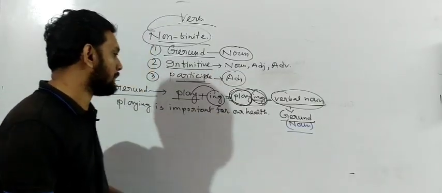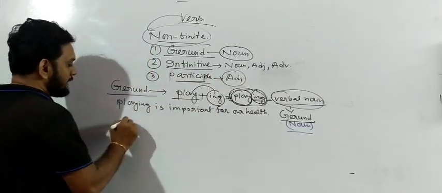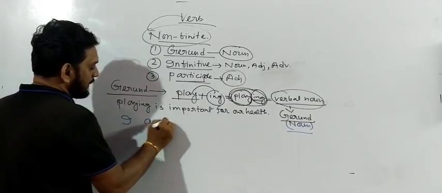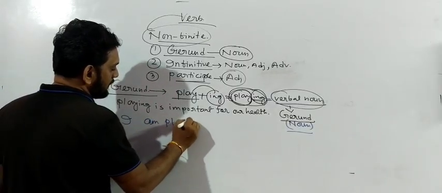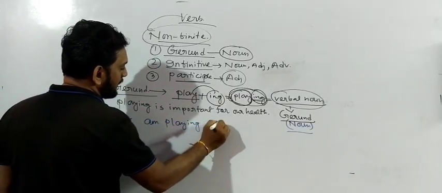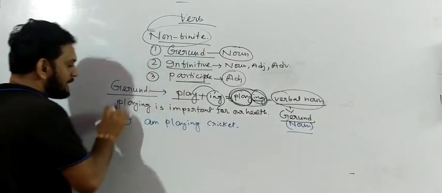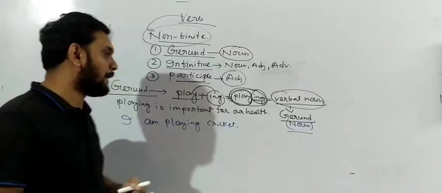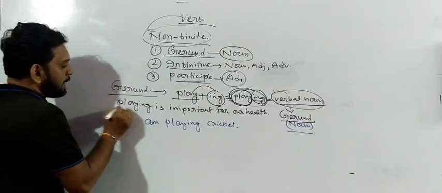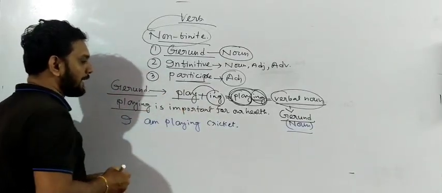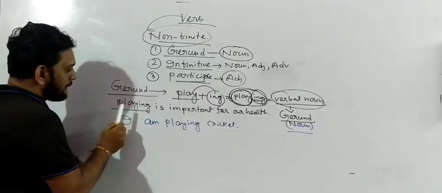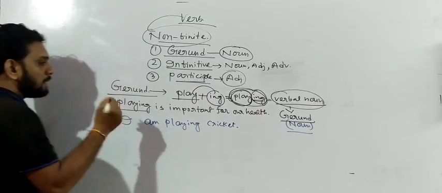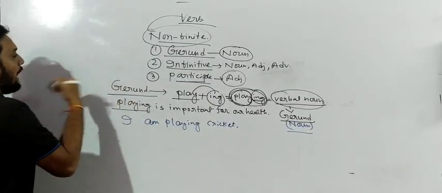If I write a sentence over there, I am playing cricket. Let all of you write, I am playing cricket. Now what is the basic difference between both of these sentences? Let me clarify it. Here I have written, playing is important for our health. Yes or no?